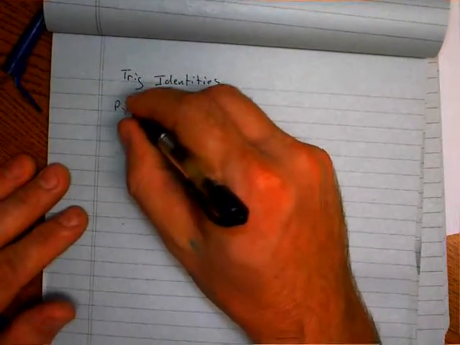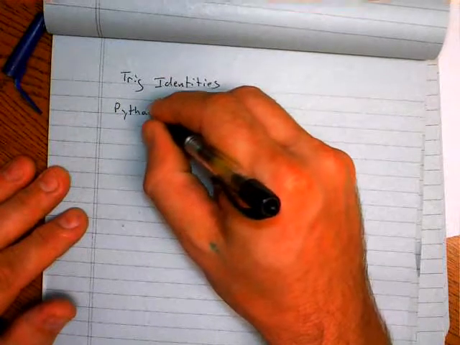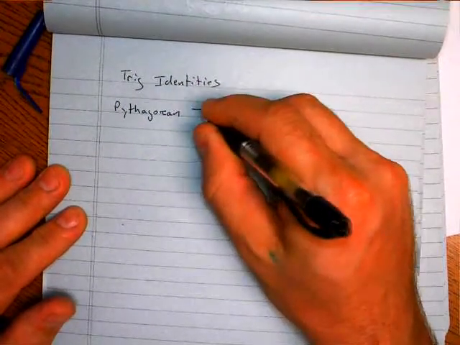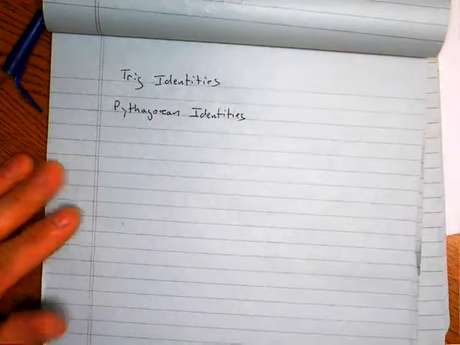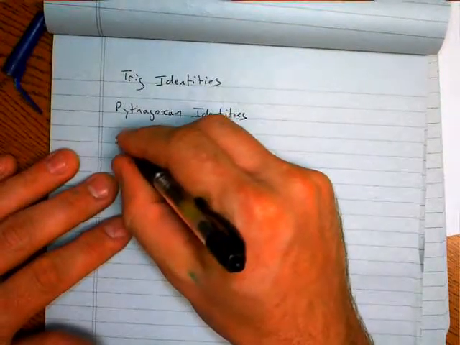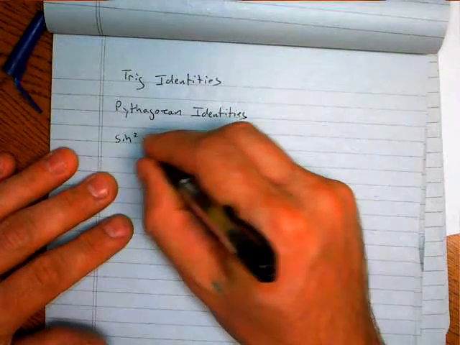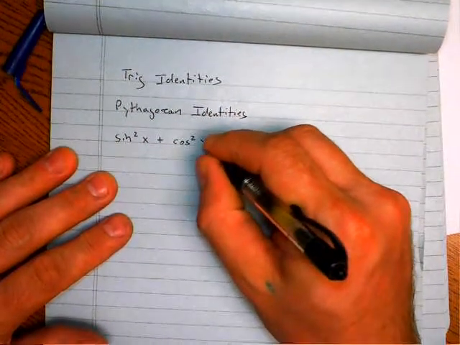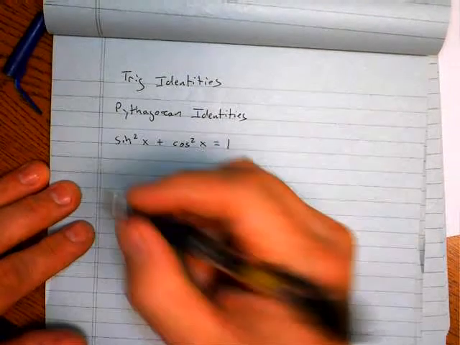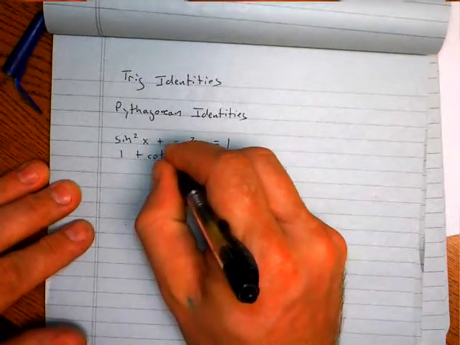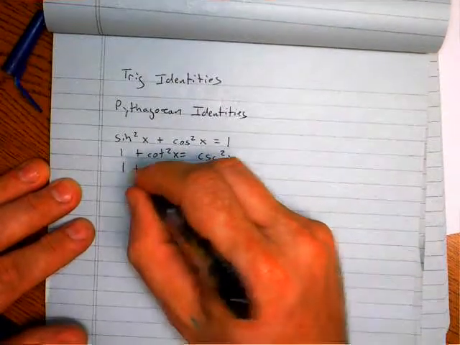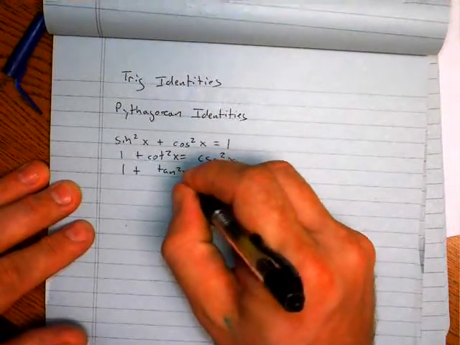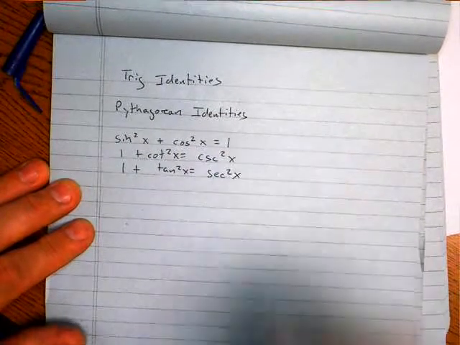with probably the most important, you've got your Pythagorean identities, all derived from the Pythagorean theorem. Sine squared x plus cosine squared x is equal to 1. 1 plus cotangent squared x is equal to cosecant squared x. And 1 plus tangent squared x is equal to secant squared x. Okay?